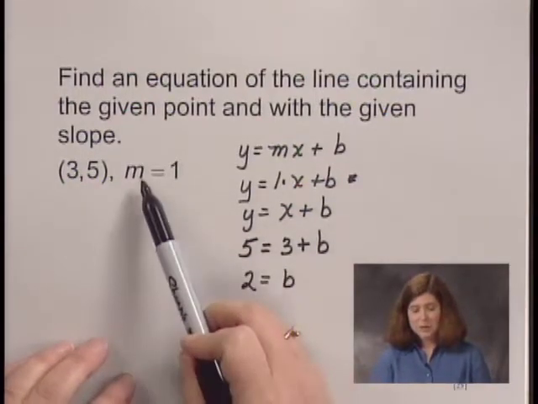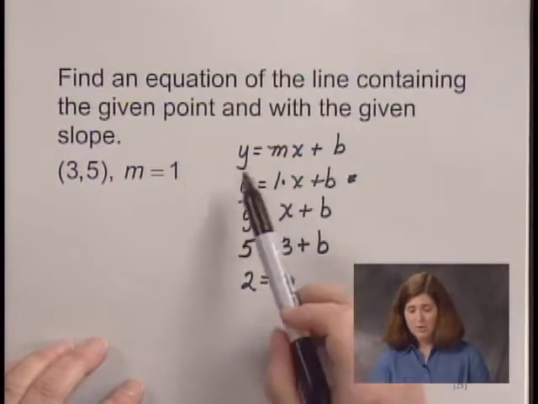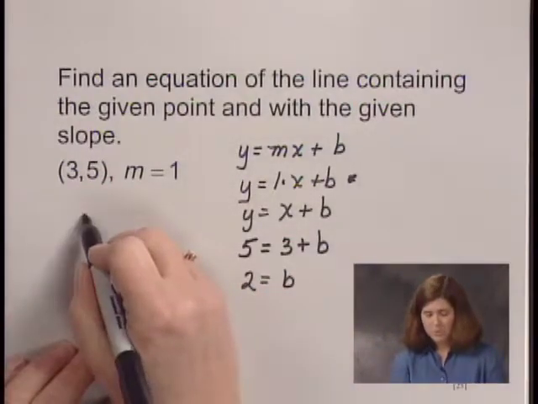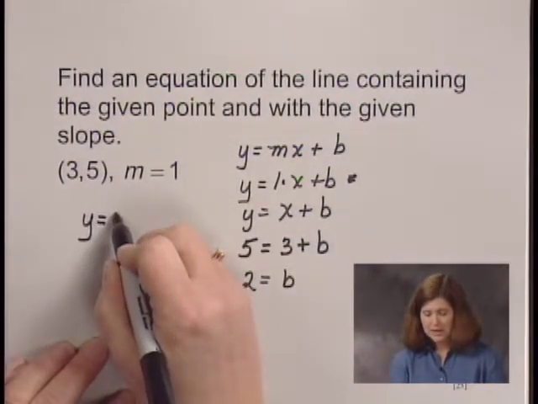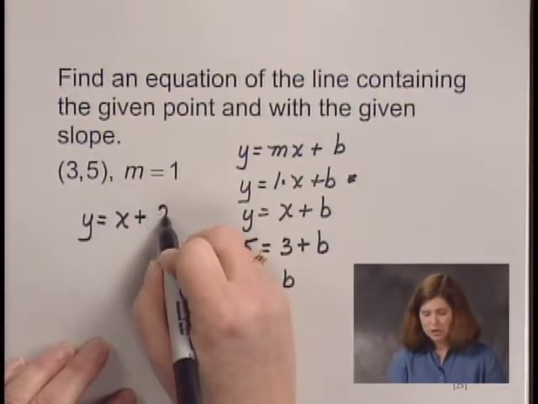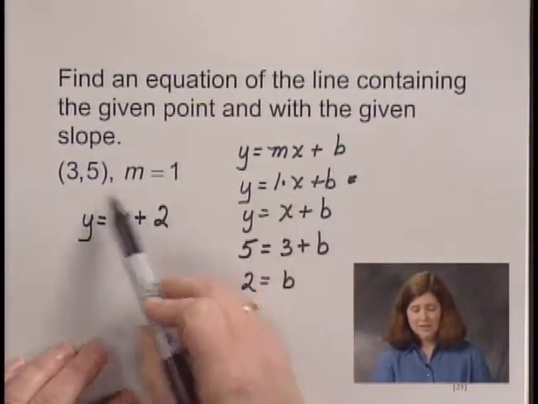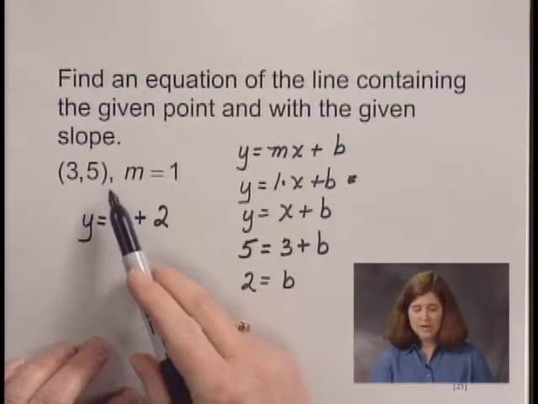Now, since the slope is 1 and b is 2, we can write our equation as y = 1 times x, or x, plus 2, where I've substituted 2 for the b. And this is an equation of the line with this point and this slope.